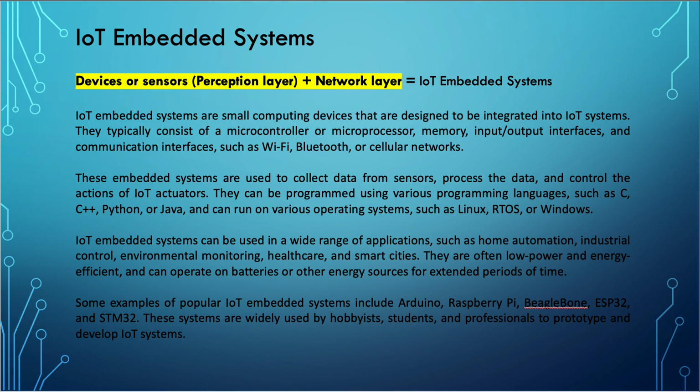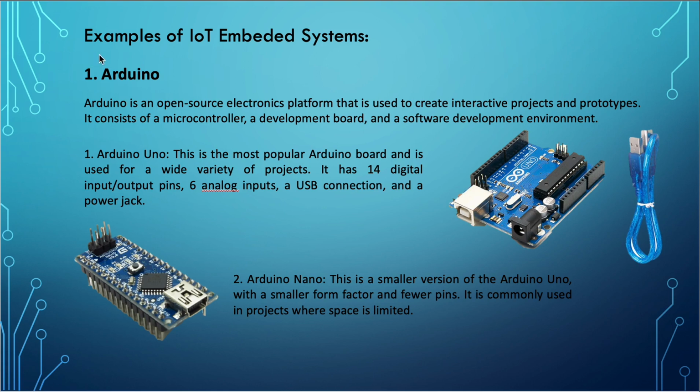Before everything else, we are just getting to know what are the network devices that are there, what are the actuators that are there, what are the sensors that are there, right? So examples of IoT embedded systems. Number one, Arduino. Arduino is an open source electronic platform that is used to create interactive projects and prototypes. It consists of a microcontroller, a development board, and a software development environment.